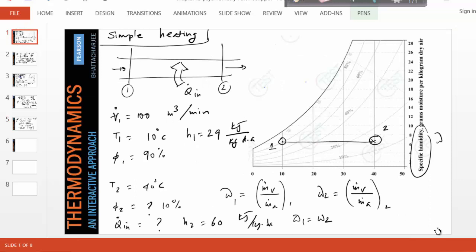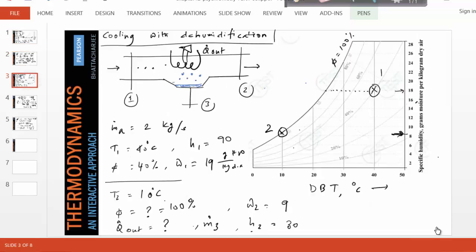air conditioning process to take air from... no, this is not the correct problem. This is the correct problem. To take air from state 1, which is at 40 degrees Celsius, to 10 degrees Celsius. Correct? Now let's say we do a what if scenario. To cool the air halfway down, instead of going from 40 to 10, we'll go from 40 to 25.